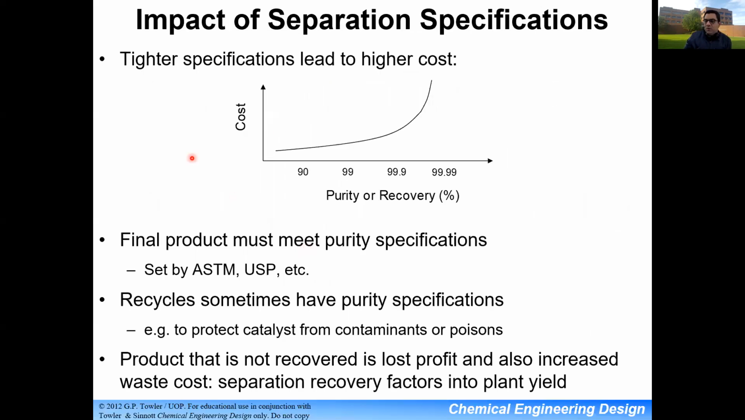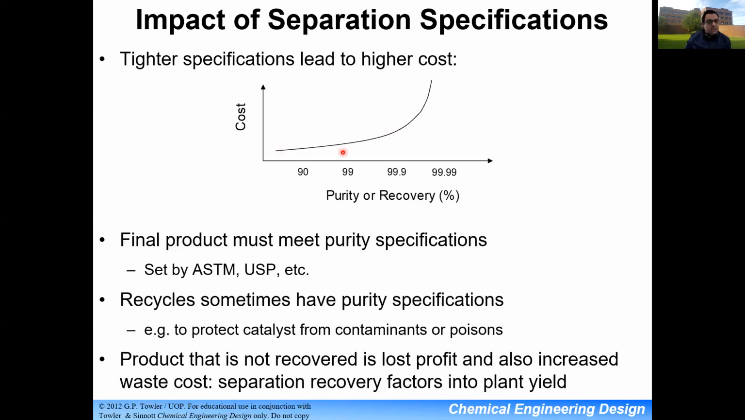Let's move on to the last slide here: the impact of separation specifications. This is something you have to be aware of when doing your projects. Your cost will start to significantly increase as you enhance your purity, right? And you need to stop at a point. You need to find your minimum acceptable purity, or impurity, for example, for the product, to avoid having a distillation column which is $300 million when doing your design projects, okay?